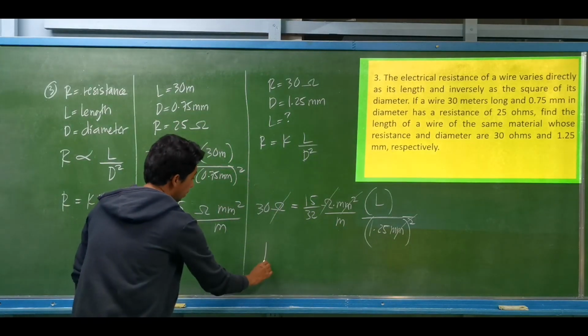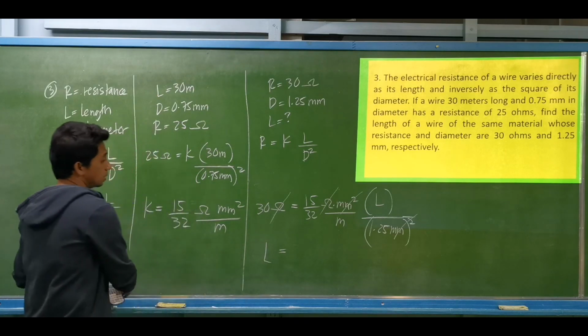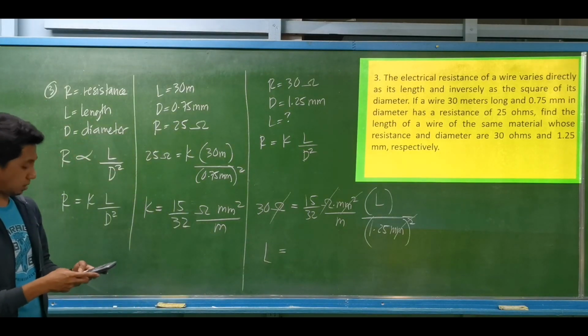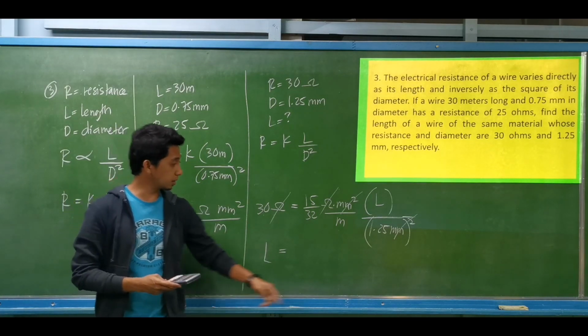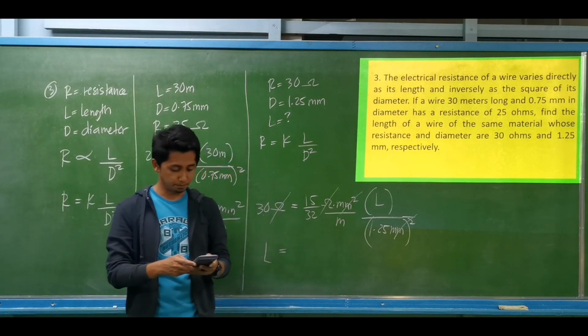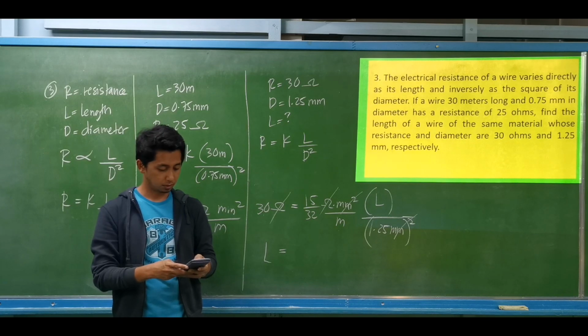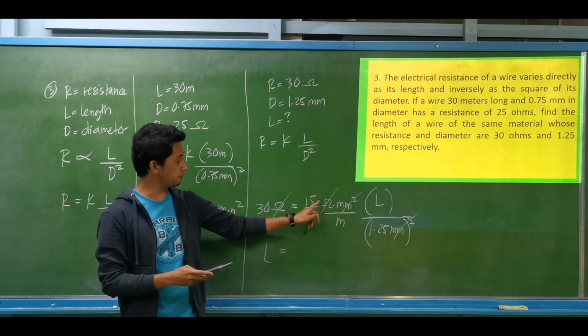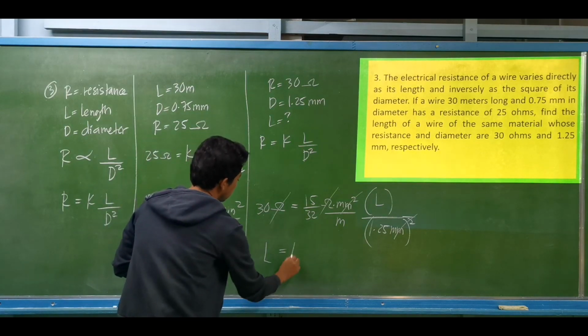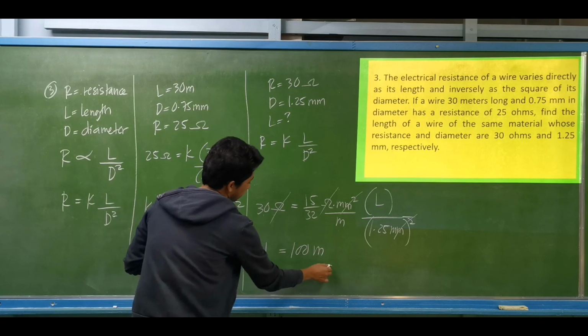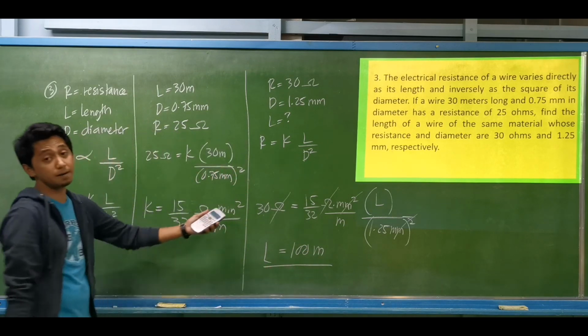So we can now compute for the length. This is the same as 30 times 1.25 squared, divided by 15 over 32. So we have that as 100 meters. That will be our answer.